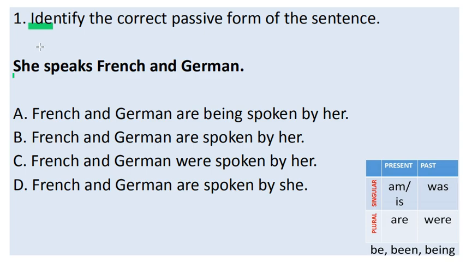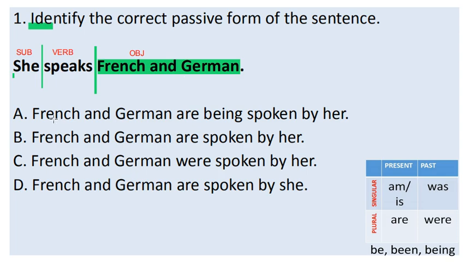For us to easily and correctly convert this sentence to passive, we first need to analyze the sentence into the subject, verb, object, and adverbial. She speaks French and German. She is the subject. Speaks is the verb. It is the action performed by the subject. French and German is the object, plural object. So let's reverse the arrangement. The object will come first, right? Yes, the object of the active voice will now come first. That is French and German.